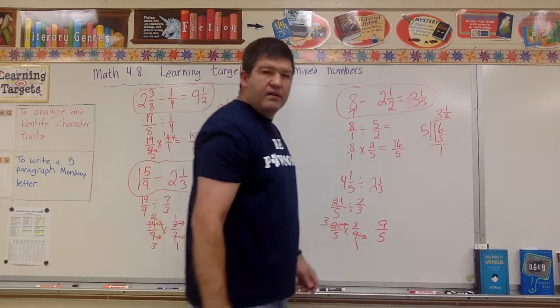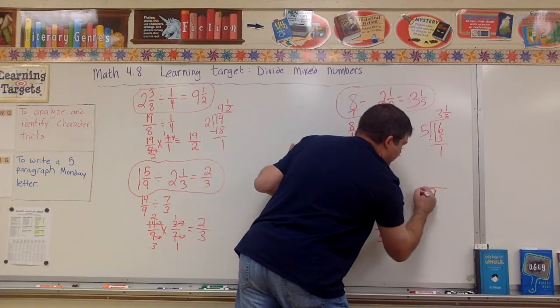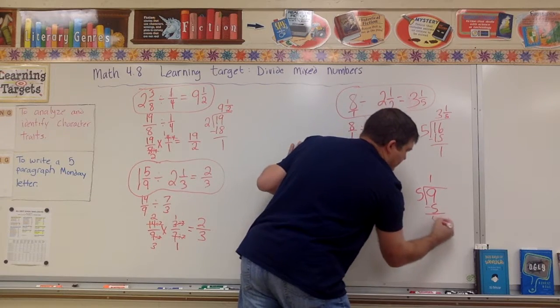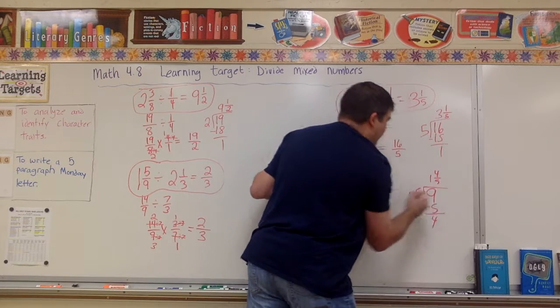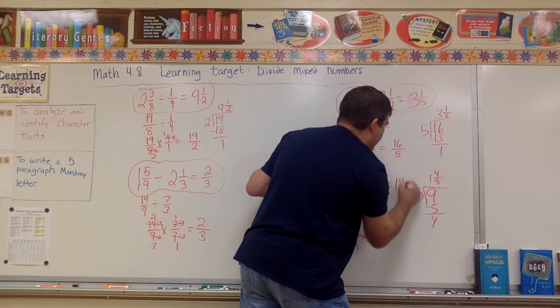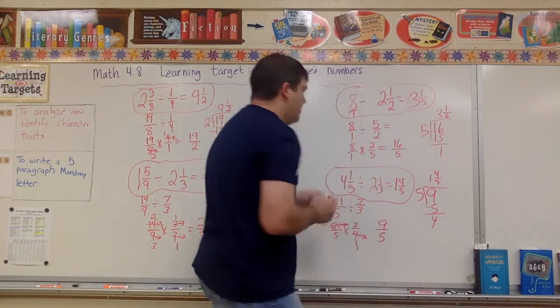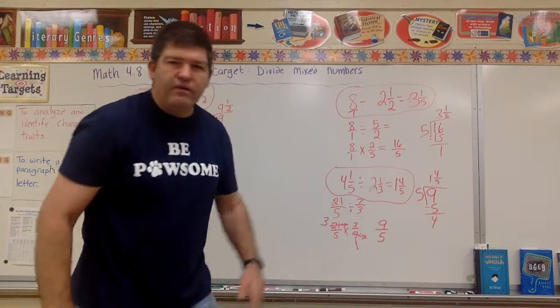So 9 over 5. I'm going to go 9 divided by 5. Goes in there one time, 5. Remainder of 4. The remainder goes here, and then 5 there. So my answer is 1 4/5. All right? So hopefully you understand this.